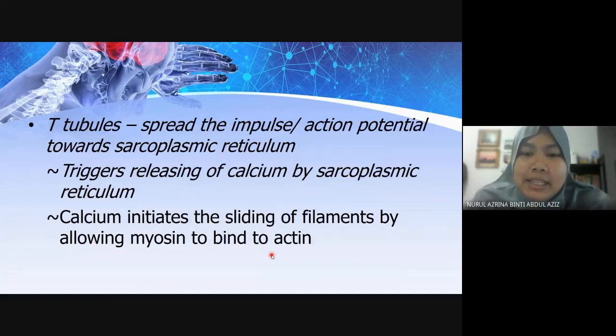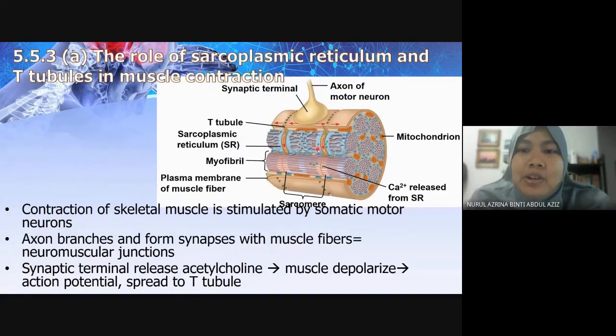Okay, so you can see this picture just now. So as the action potential spread from the T-tubule to the sarcoplasmic reticulum, it stimulates the sarcoplasmic reticulum to release calcium ion. Okay, where calcium ion stimulate the sliding of myosin and actin filament. So calcium ion akan dikeluarkan daripada sarcoplasmic reticulum into the myofibril and initiate the sliding filament just now. Okay, right.